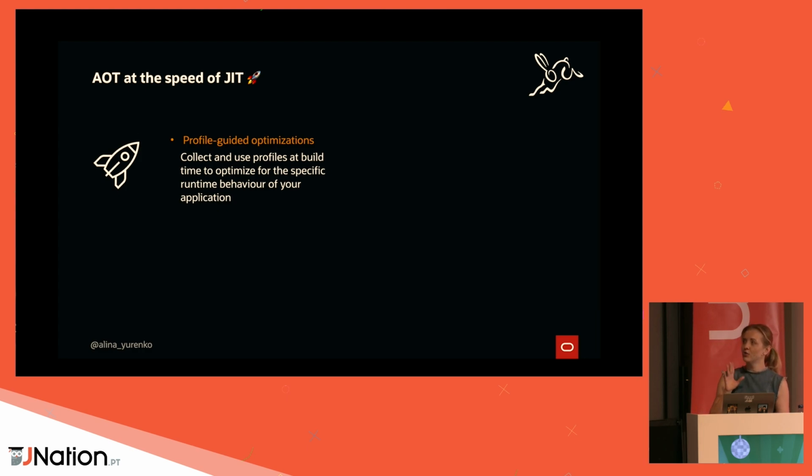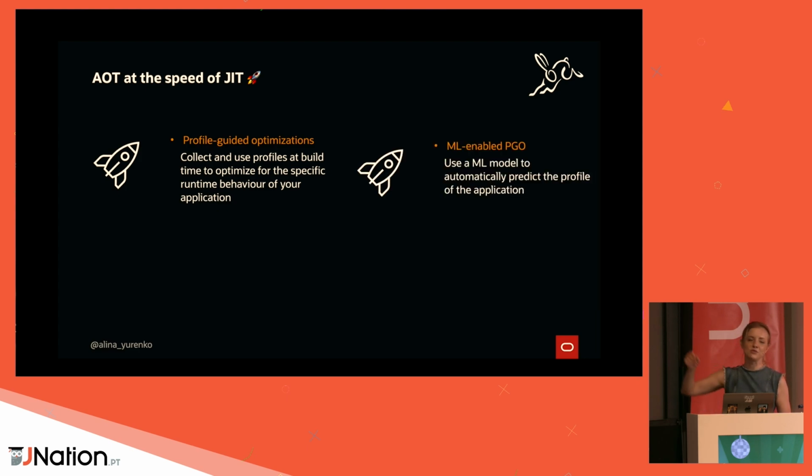So if you want good peak throughput, this is the best thing you can do, but there are a few more things that you can also do. This is a 2-step process where you need to do an instrumented run, observe the application, collect profiles, and then compile again. And it's not always that you have the time and resources to do it. So if you don't do it, you would think that predicting the application's performance and profile is a good task for an ML model, and it is indeed.